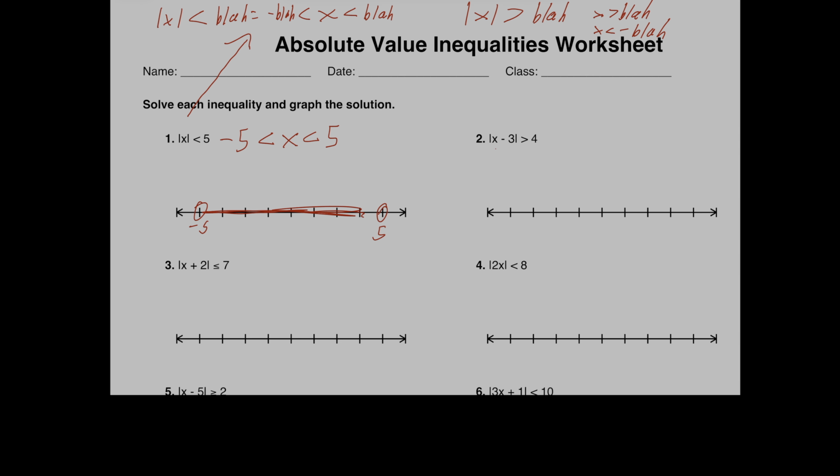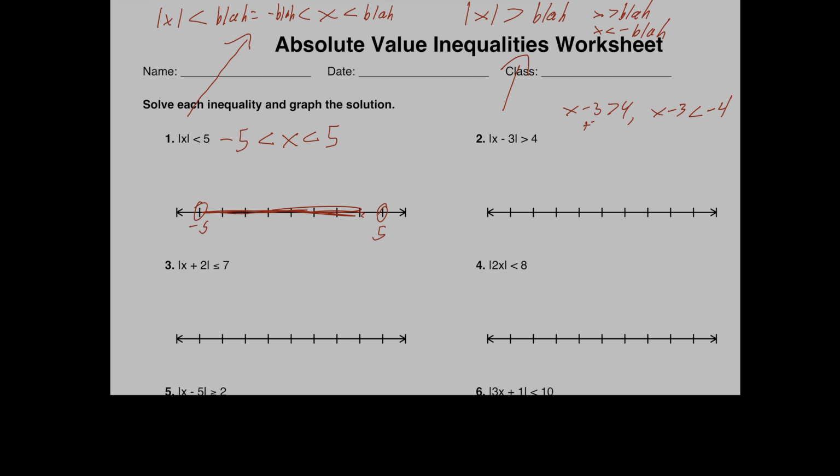Let's go on to number 2. The absolute value of x minus 3 is greater than 4. So now that one looks like that. What we're going to do is write x minus 3 is greater than 4. We just write it like a normal problem. But then what we're going to do next is write the x minus 3, and we're going to make it less than a negative 4. The blah here is the 4. So we change the sign to make it less, and we make it negative.